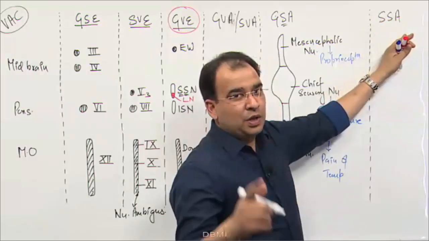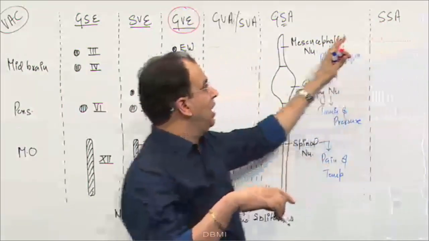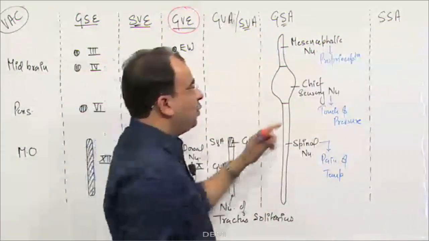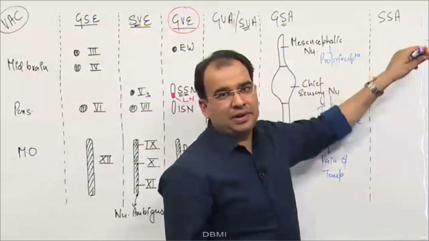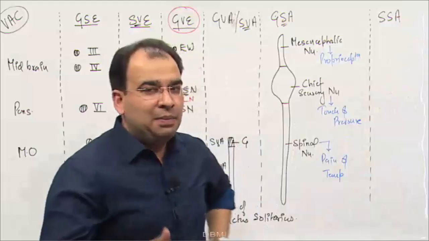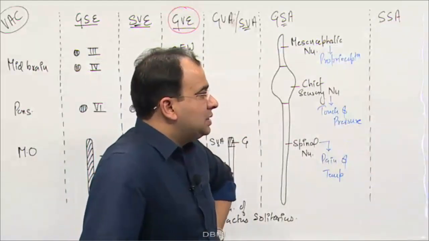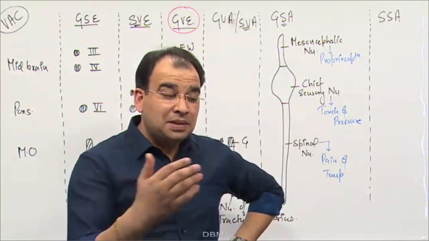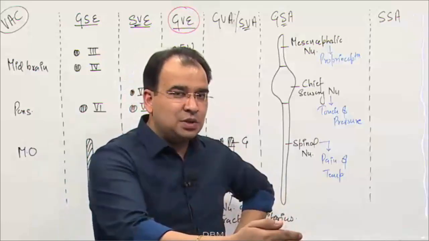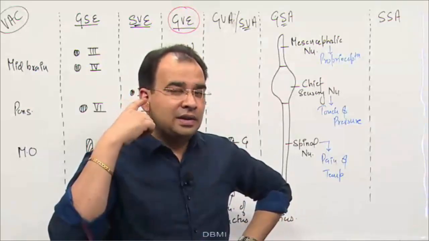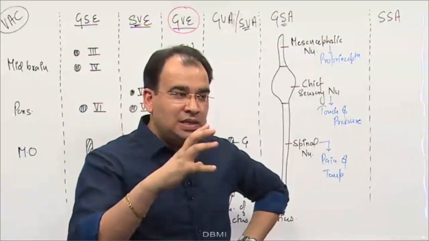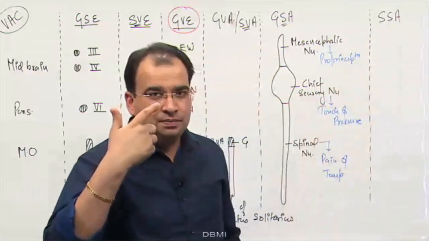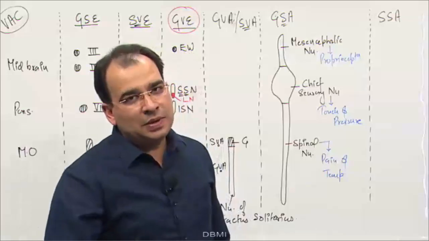Special somatic afferent. We are using this word special with somatic for the first time. Every time we said special, it was with visceral, special visceral. Now we are saying special but somatic. What does it mean actually? Special somatic afferent means that the sensation is coming from a structure which is developmentally somatic, but the sensation is special. A special sensation from a somatic structure. The internal ear and olfactory mucosa are somatic structures. Sensations coming from them, olfaction, hearing, vision, are all special sensations.